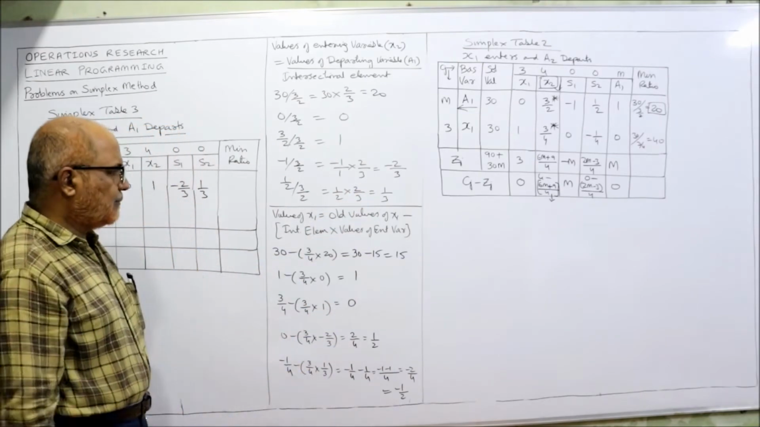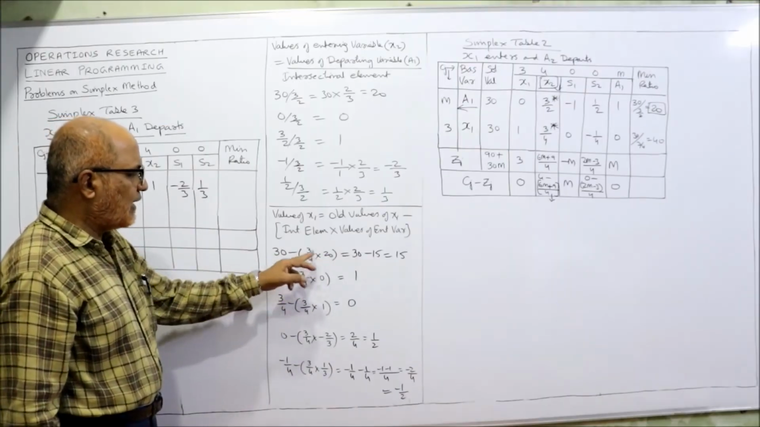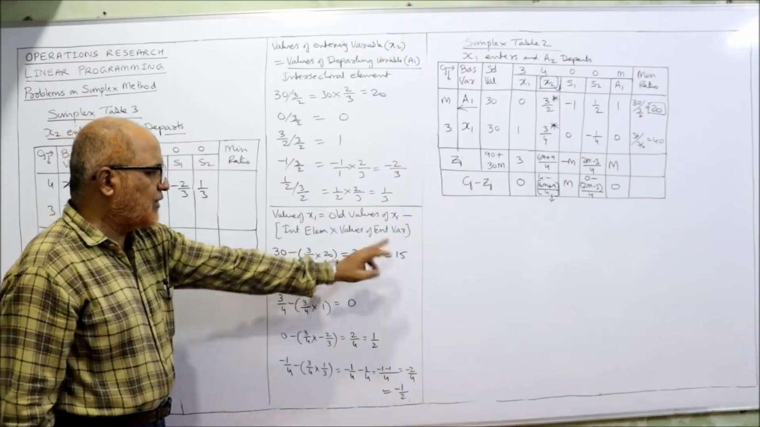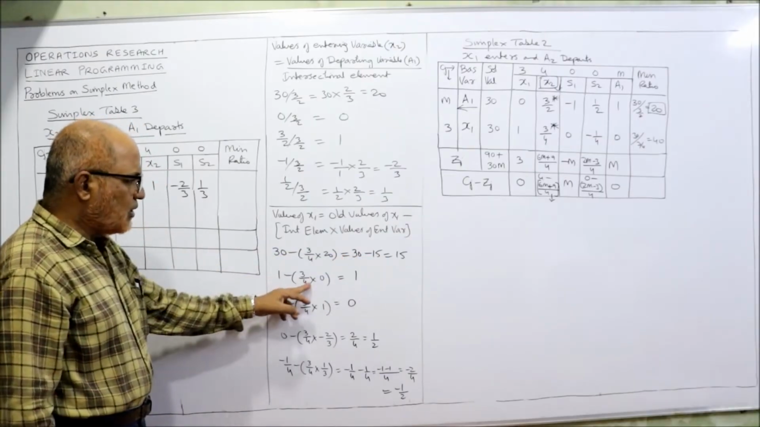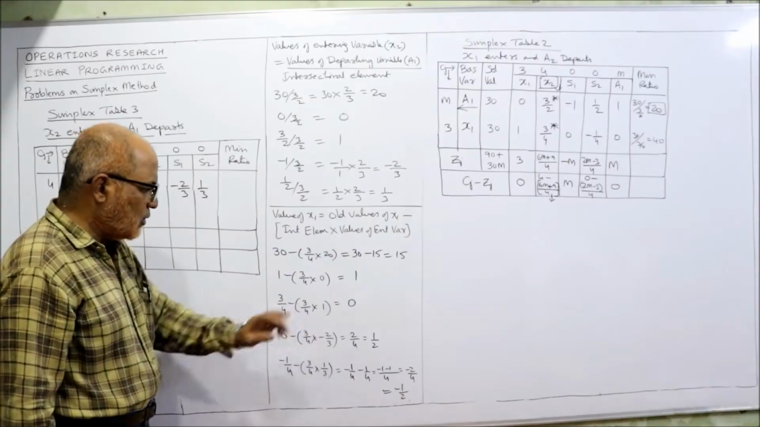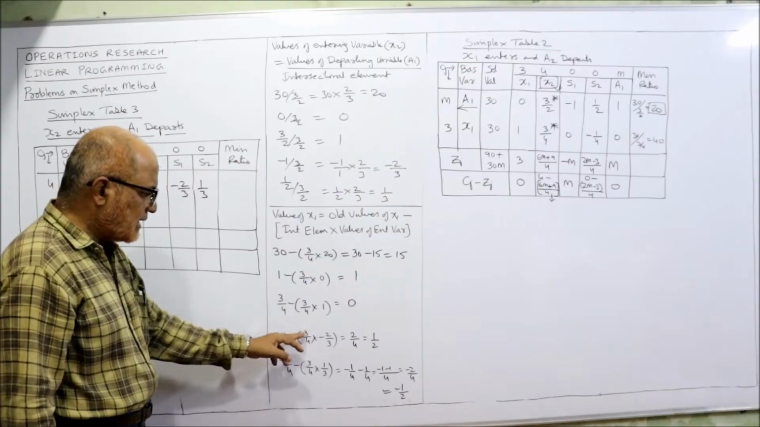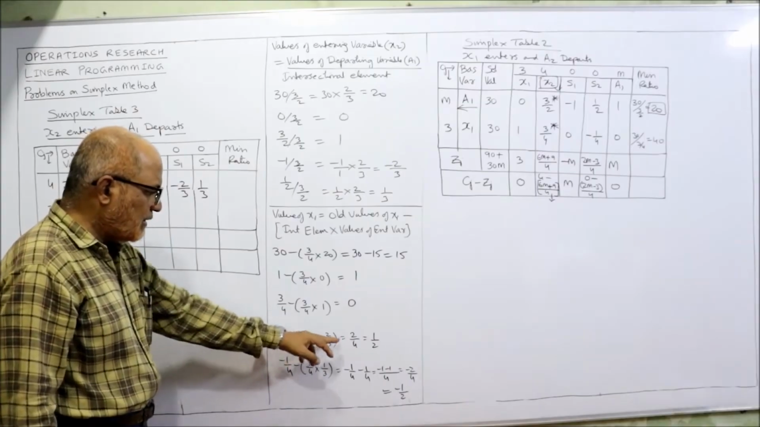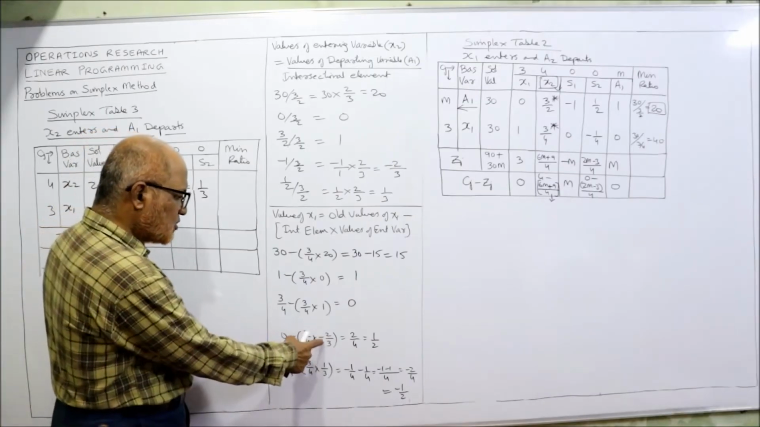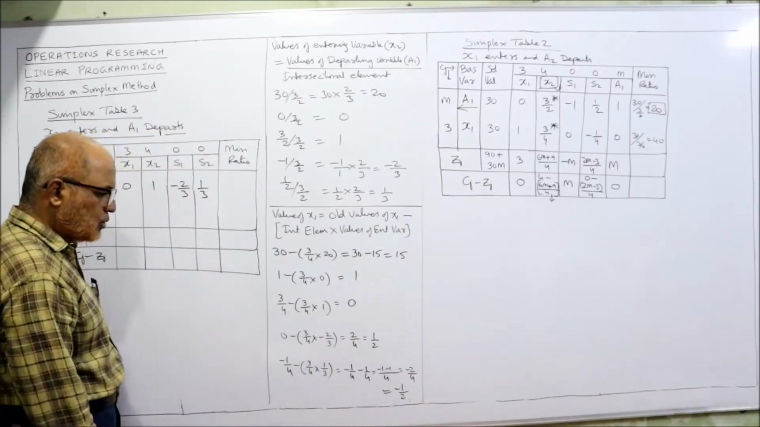Now simplify. 3 by 4 into 20. So 4 5s are 20, 5 3s are 15. 30 minus 15 is 15. 1 minus 0 is 1. 3 by 4 minus 3 by 4, 0. 0 minus 3 by 4 into 2 by 3. 3 will get cancelled. So minus 2 by 4. No, minus into minus will become plus. Plus 2 by 4. So 2 by 4 can be written as 1 by 2.